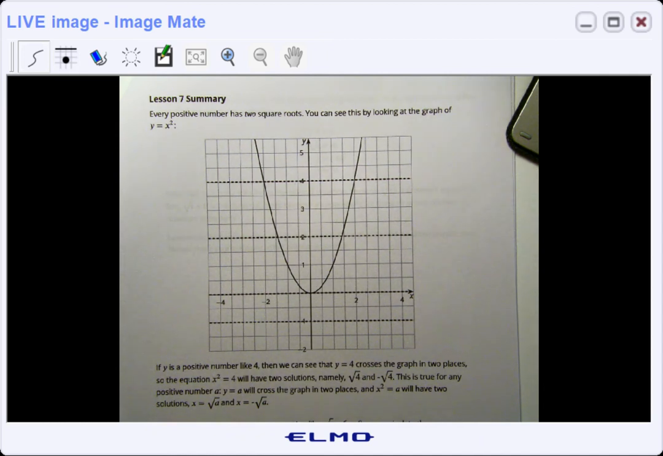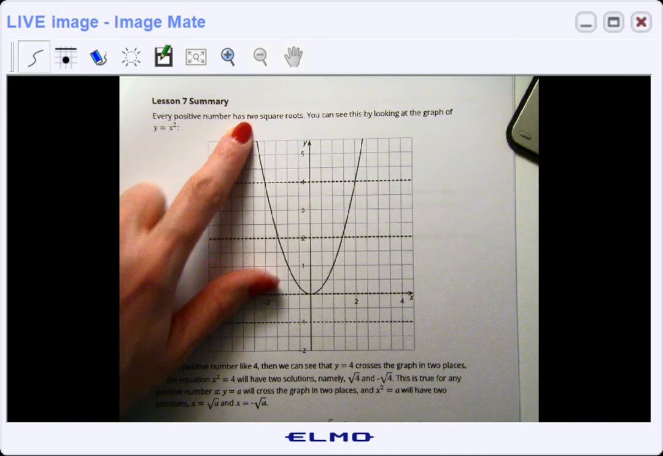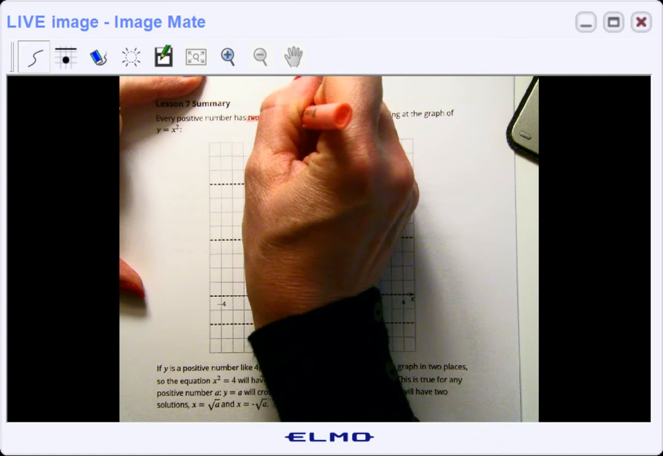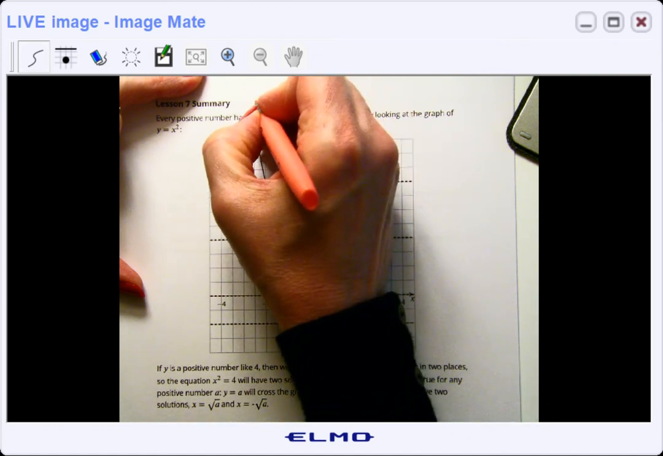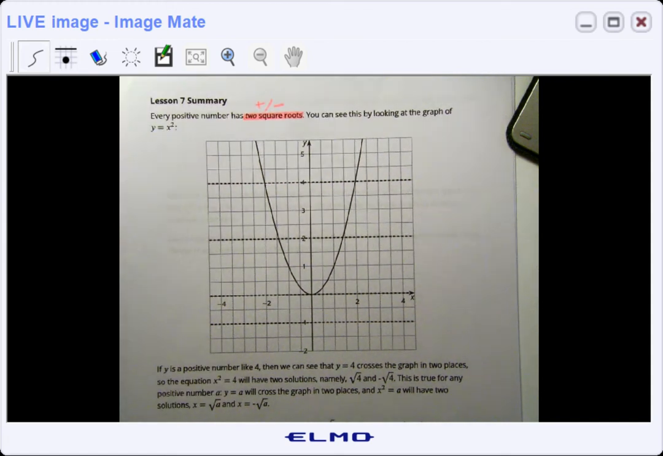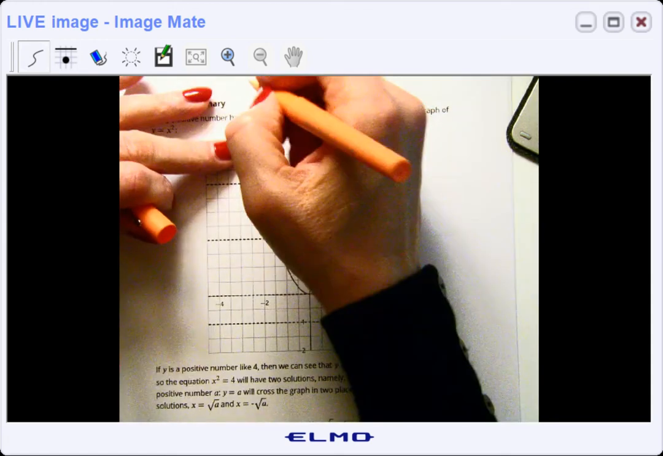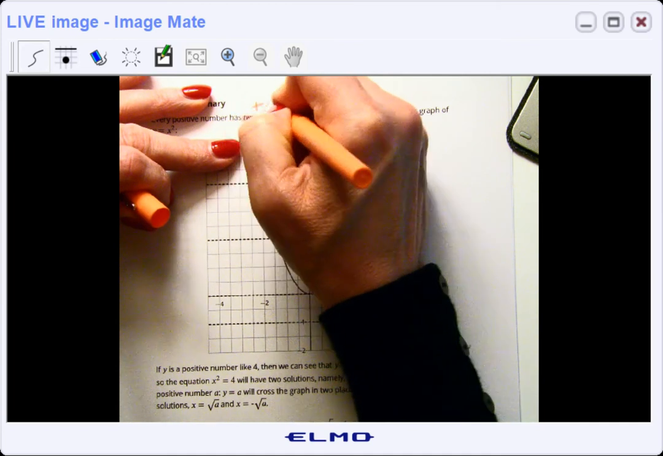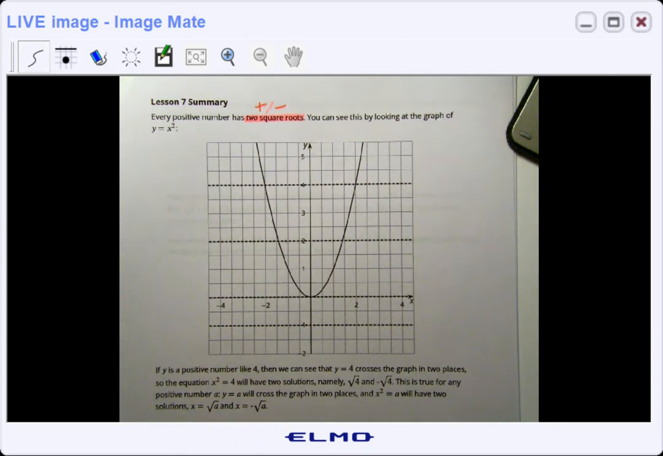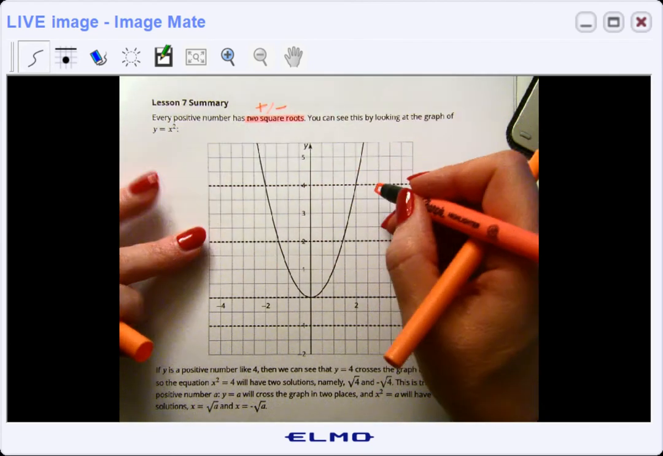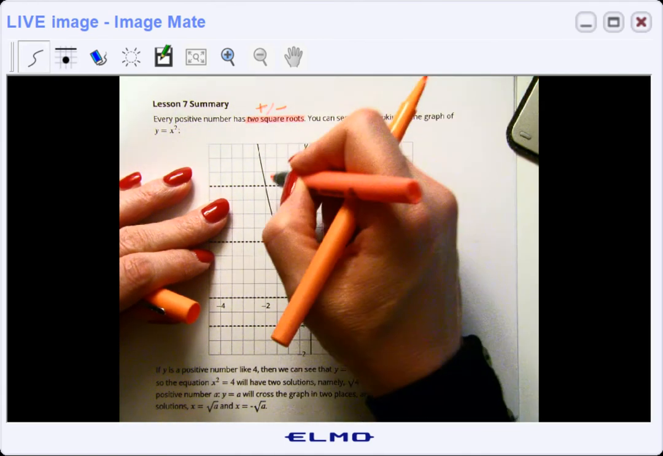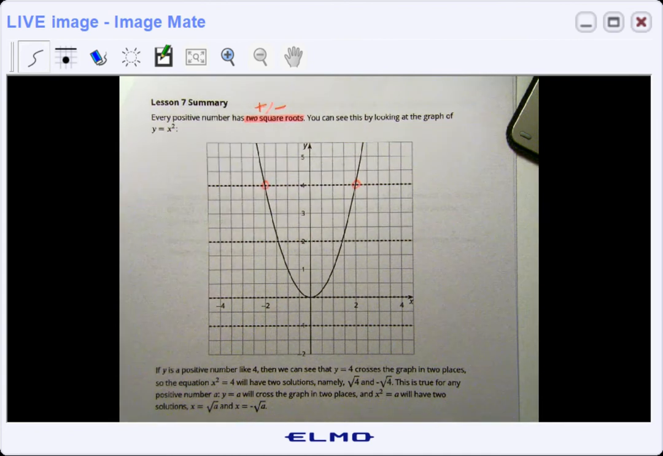So let's talk about this. Every positive number has 2 square roots. It has a positive one and a negative one, right? Every positive number has a positive root and a negative root. They do exist. You just need to know which one's being asked for based on whether it says square root or negative square root, okay? You can see this by looking at the graph of y equals x squared. So 4 has a positive root of 2 and a negative root of negative 2.